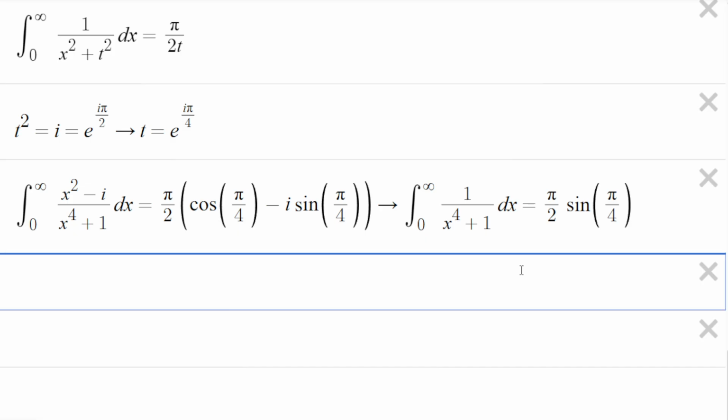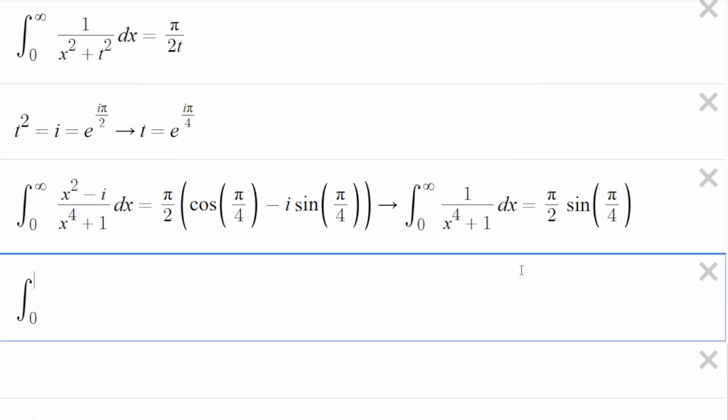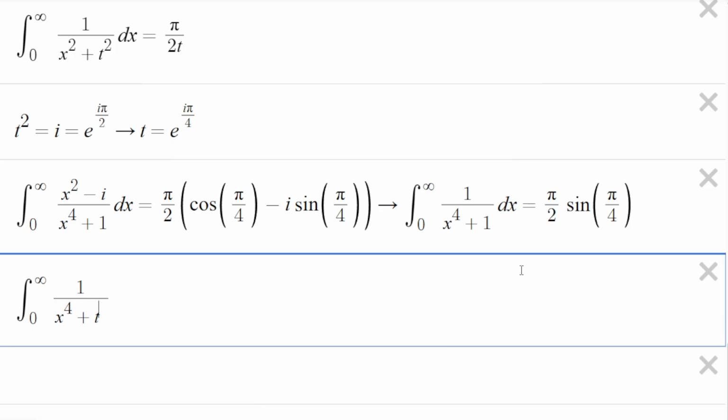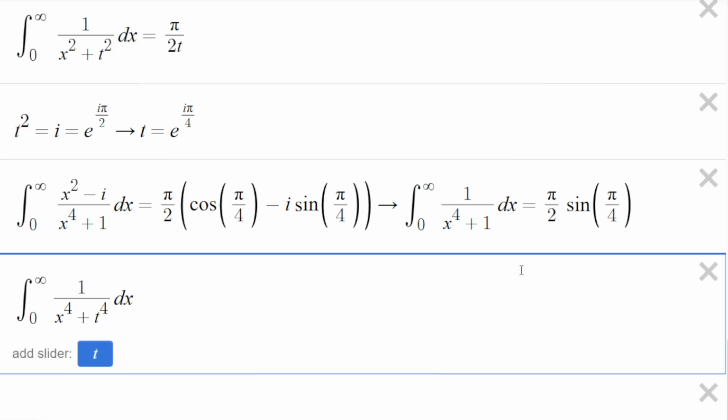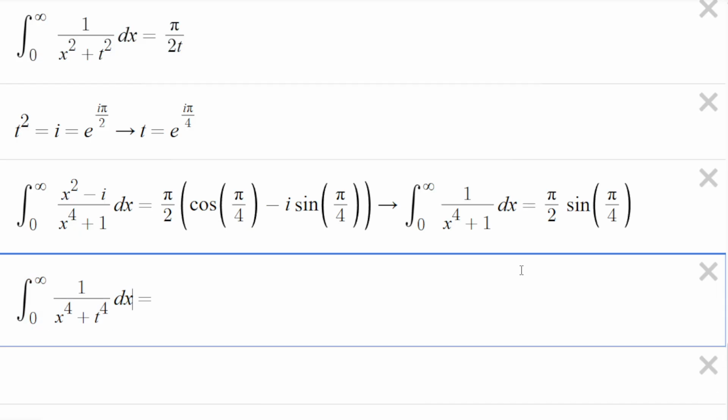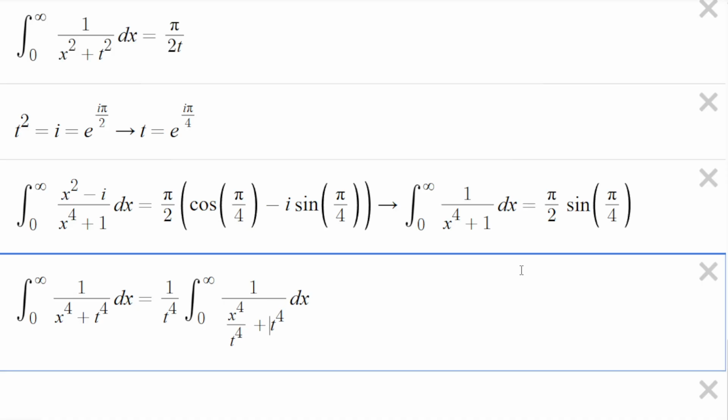Okay. So now we have that. All right. Well, now let's figure out another integral. Let's take the integral from 0 to infinity of 1 over x to the fourth plus t to the fourth dx. All right. Well, all we're going to do is factor out a t to the fourth, or multiply the top and the bottom by 1 over t to the fourth. So 1 over t to the fourth, and then this is going to give us x to the fourth over t to the fourth, and t to the fourth over t to the fourth is 1.